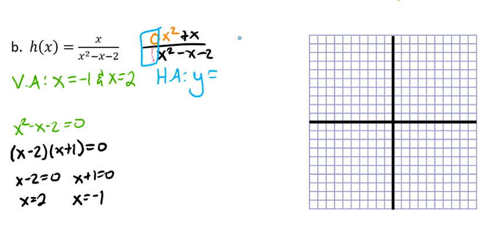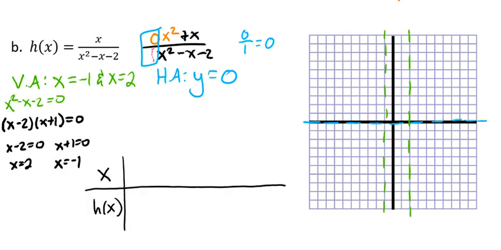And what is 0 divided by 1? Well, it's 0. So our horizontal asymptote is going to be y equals 0. So we can go ahead and graph our vertical asymptotes at x equals -1 and at x equals 2, and our horizontal asymptote at y equals 0. And now we're ready to make our table.